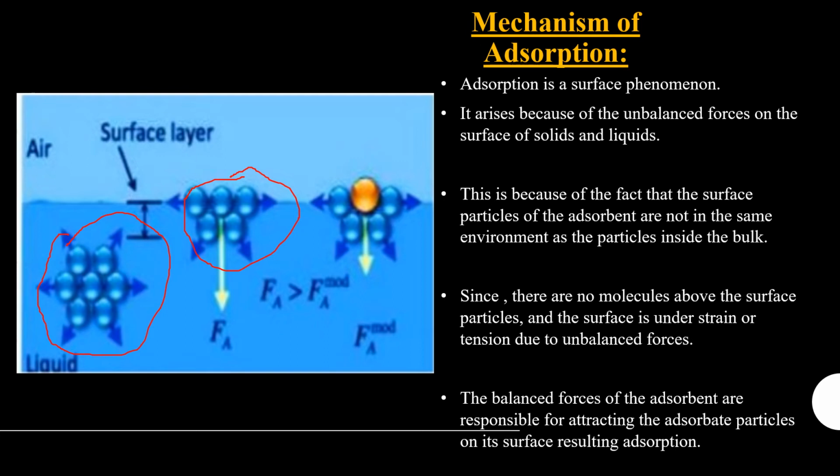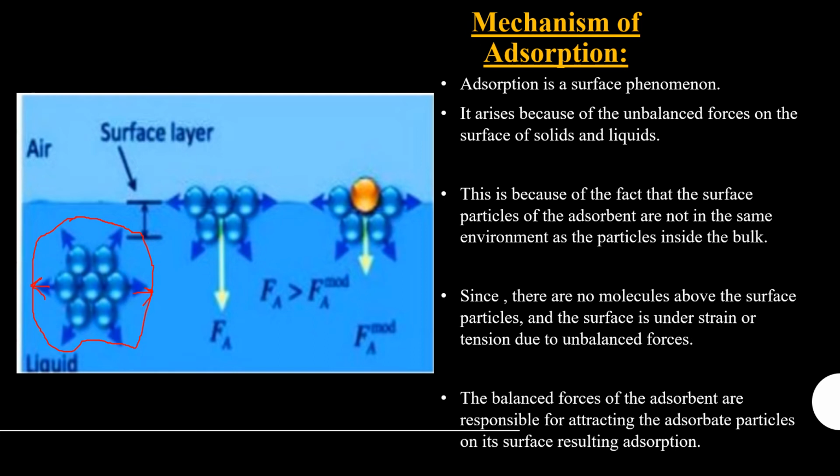Why is it so? The particles which are present in the bulk are in a balanced form. As we can see, the forces from all the sides on the molecules which are present in the bulk are all the same. Forces from all the sides are the same. From this side it is the same, from this side it is the same. So in this case the molecule will be in a balanced form.